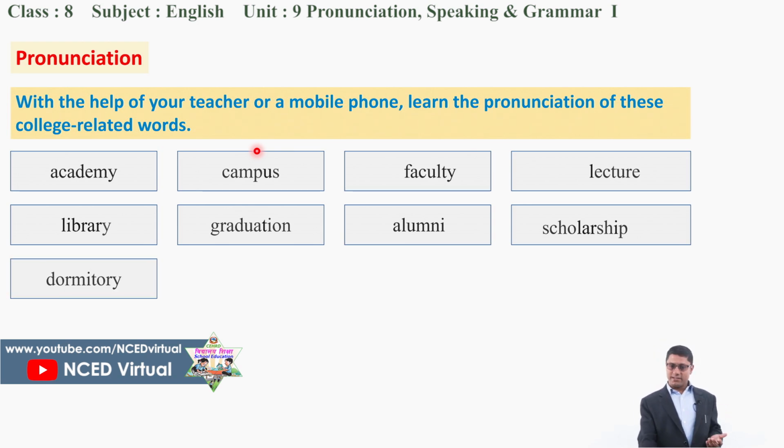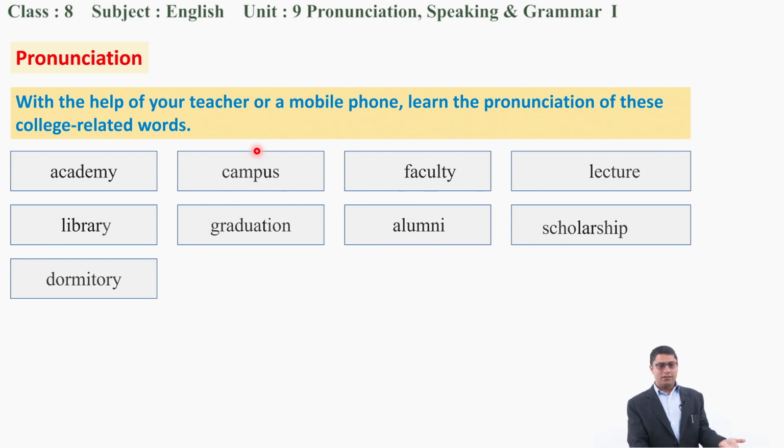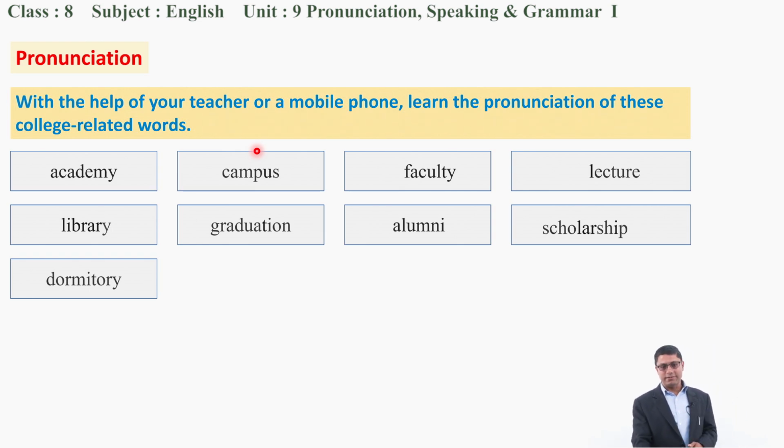Okay, try pronouncing it. Now listen and check whether you did well or not. Dormitory. Dormitory. Was your pronunciation right? Did your pronunciation match with this one? Okay, then very good, wonderful. Now let's move on to the next.